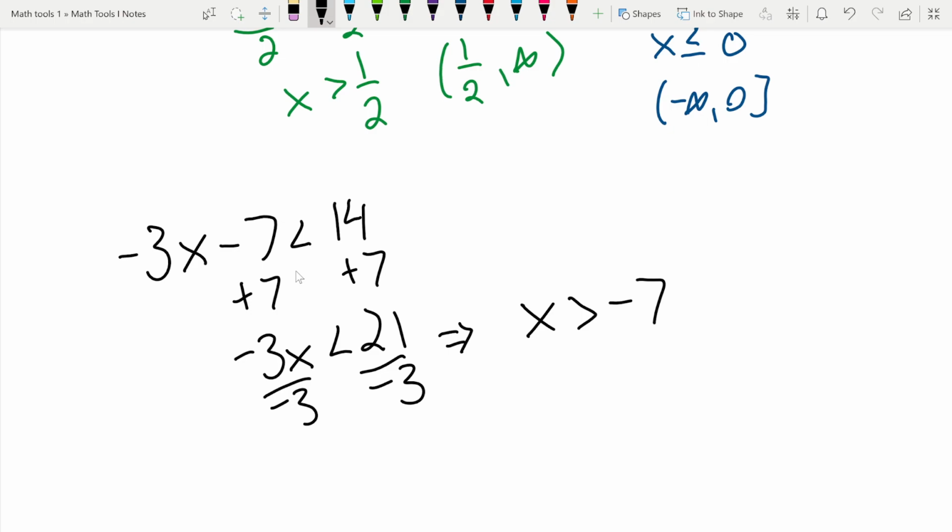Like an easy number here is 0, right? 0 is greater than negative 7. So does 0 work in that original inequality? If we put 0 in here, we get negative 7 is less than 14, and it works, right? It makes sense. So we can see that, yeah, this does seem like it makes sense. So negative 7 to infinity would be our answer here.